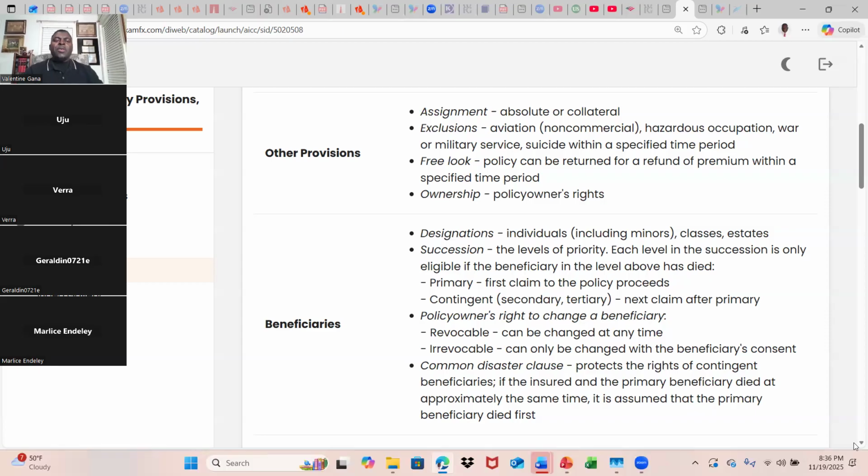Free look. What is free look? When you have a policy, when that policy is approved and mailed to you, in all states there's a period in which you can look through that policy. And if you don't like anything, you return it for a full refund. That period where you can refund your policy for a full refund is called the free look period.